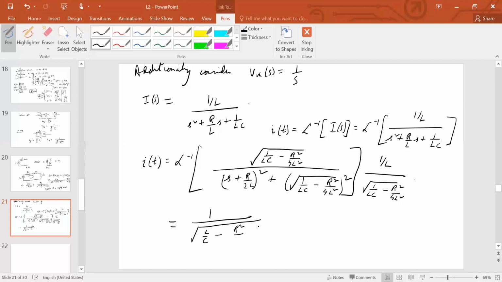Yeah, that's it. It's just L by C minus R squared times e to the power minus RT by 2L times sine of 1 by LC minus R squared by 4L squared times T. So this is going to be the current. Okay. Now, as you might see, as T tends to infinity, this will decay to 0.